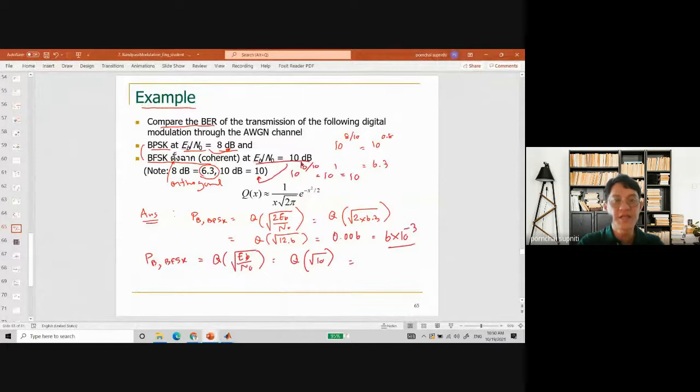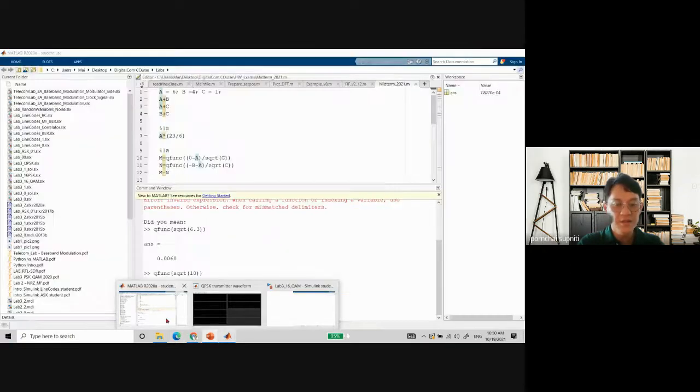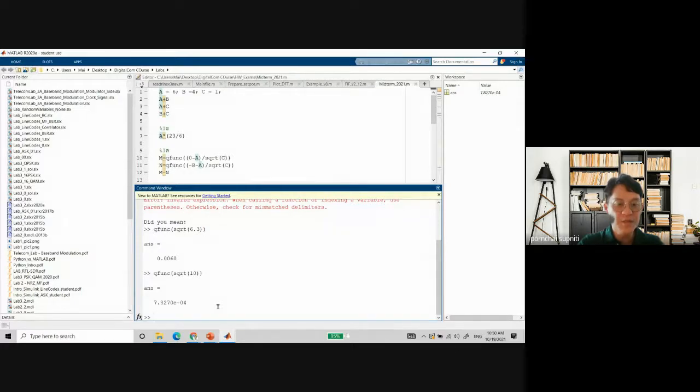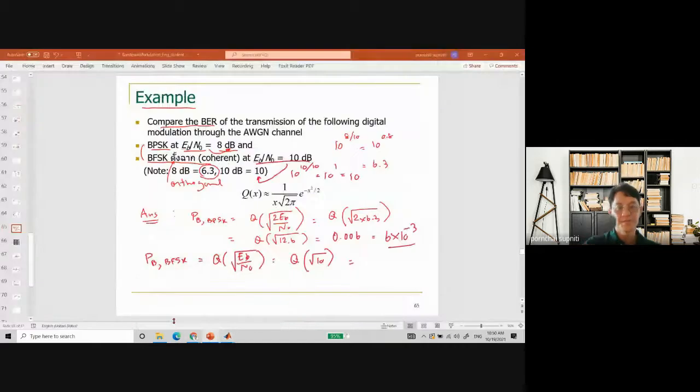Okay, because this one has higher decibel, right? So this is 12.6 and this is the square root of 10. Okay, it's 7.827 times 10 to the negative 4. So here it means that for these two systems with different SNR, I didn't do anything wrong, right? The BFSK has lower bit error rate than BPSK. So BFSK at 10 decibel and BPSK at 8 decibel.